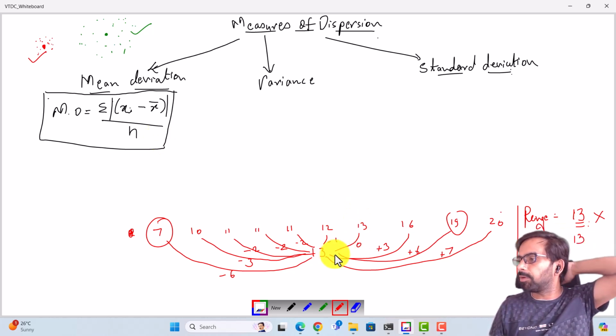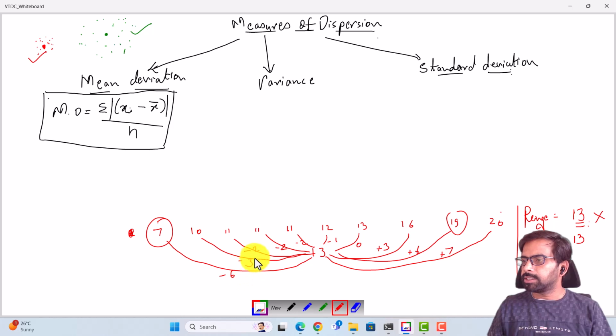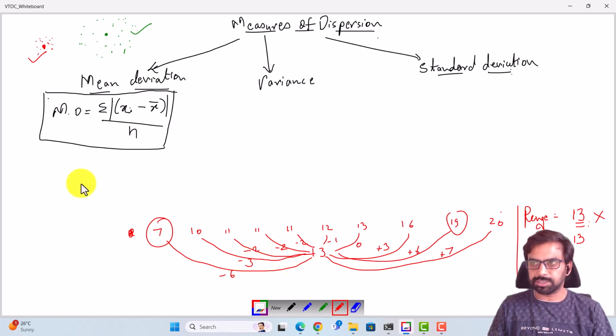So if I sum it up over here, I'll just count the deviations. There are 6, 3, 2, 2, 2, 1, 0, 3, 6, 7. These are the deviations. Let's add them up. 9 plus 8 will be 17, 18 plus 3 is 21, plus 6 is 27, plus 7 is 34. 34 comes out to be the total deviation.